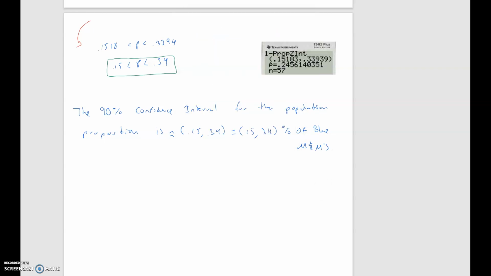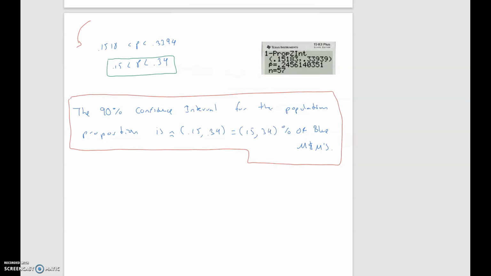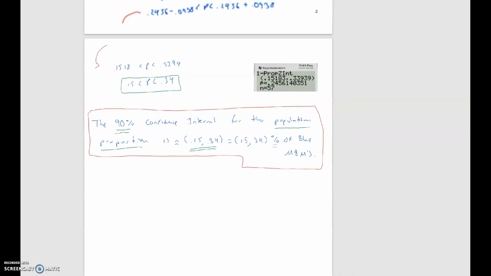So make sure that all of your problems end up with a sentence where we're stating the parameter, and in this case, we have to state that this is a 90% confidence interval. That means that there's about a 10% error. The parameter is a proportion, and then technically your interval. In this case, we are stating the decimals and percentages. I'm just stating them as percentages of blue M&Ms. That's actually it for this one.